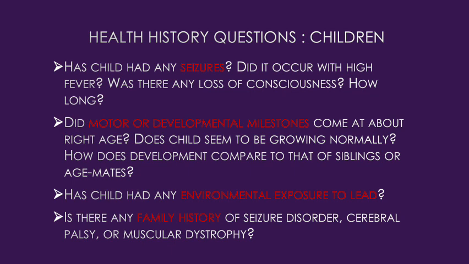You also want to ask about a history of seizures. Were they associated with high fever? Was there loss of consciousness? Again, with the motor and developmental milestones. And then what environmental exposures do they have? Lastly, I'll ask about family history of cerebral palsy, which sometimes can occur because of intraventricular hemorrhages in a premature infant. Also, I'm asking about seizure disorders and any other types of musculoskeletal disease processes, such as muscular dystrophy.